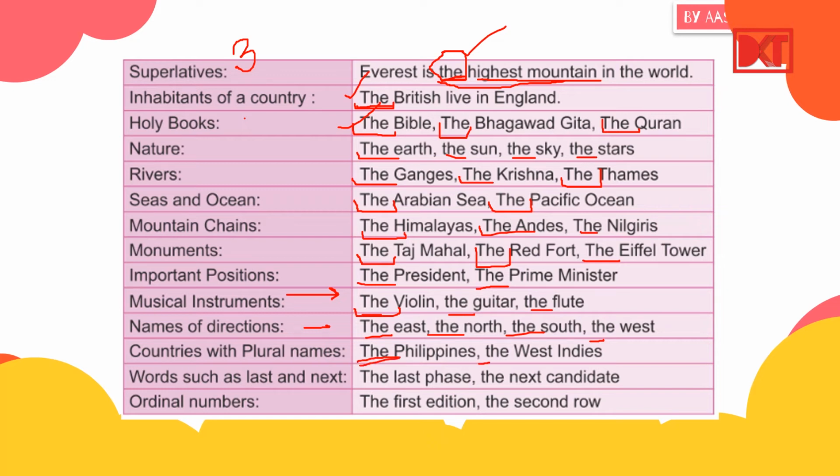Countries with plural names, the Philippines, the West Indies, जिससे और हम कहते हैं the United States of America, the United States of America, okay? Then words such as last and next, the last phase, the next candidate, and ordinal numbers के लिए भी the first edition, the second row.